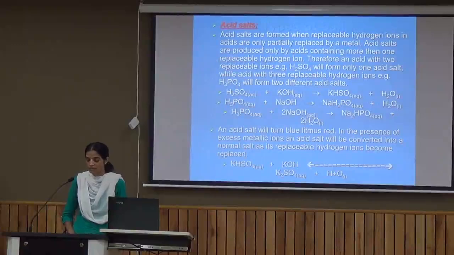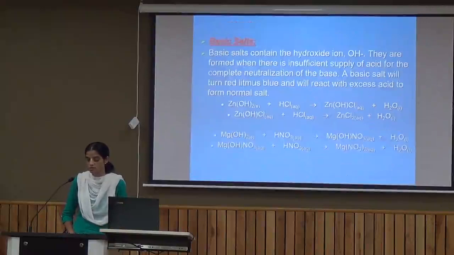Next comes the category of acid salts, where all the replaceable hydrogen ions present in the acid are not replaced by metal ions, rather they are only partially replaced. Let us see the example. Sulfuric acid undergoing reaction with potassium hydroxide. Sulfuric acid has two replaceable hydrogen ions, but out of two only one is replaced by metal. Therefore, we have the product potassium hydrogen sulfate, KHSO4. So KHSO4 is an example of an acid salt.